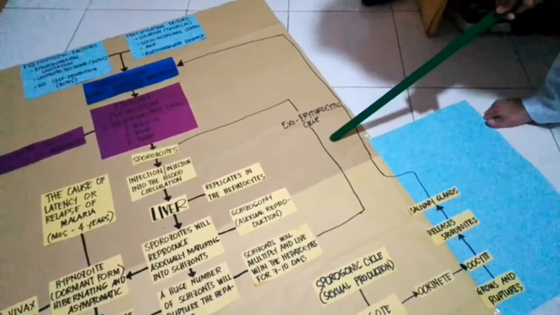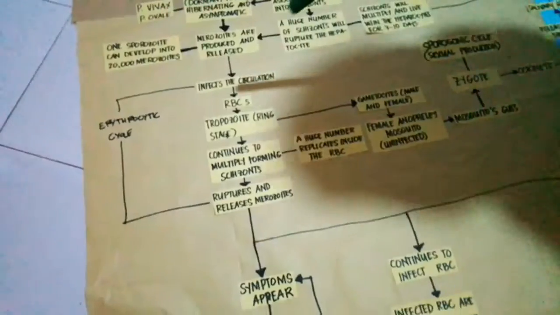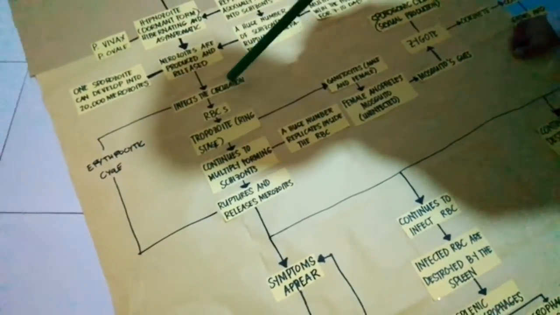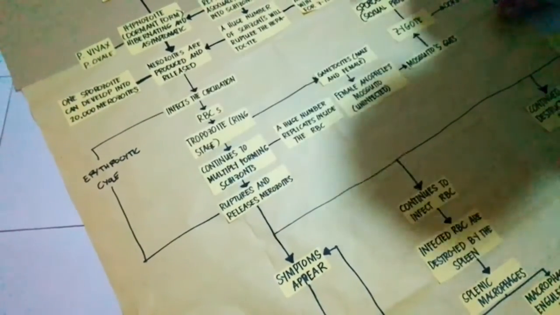This is still the exoerythrocytic cycle. Exoerythrocytic means it is still outside the bloodstream or the circulation. So next is the erythrocytic cycle. This one is already inside the blood, in the circulation.